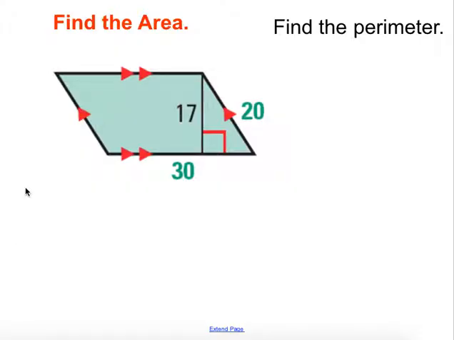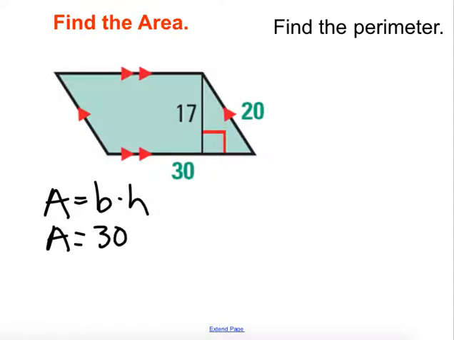So when we're finding the area and perimeter of the parallelogram, if area is base times height, then our area is going to be, well, 30 is the base, that's the length of the side, and then we're multiplying it by the height, which is 17. Okay, that's the one that forms that rectangle. So our area should be 510, and it looks like we don't have units, so we'll say units squared.